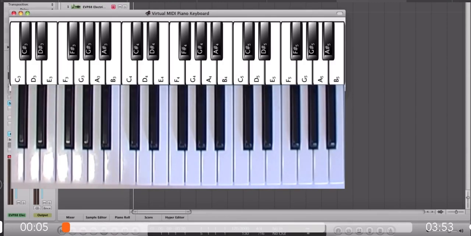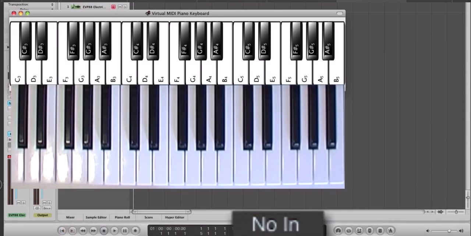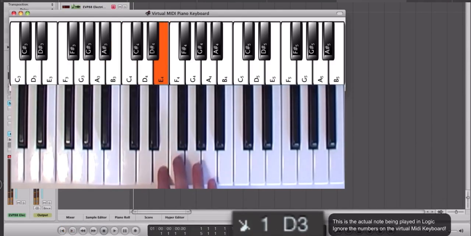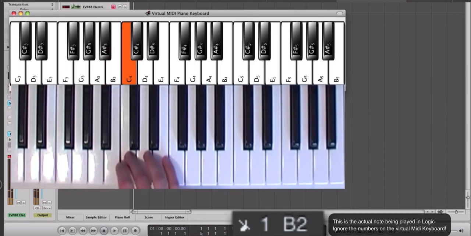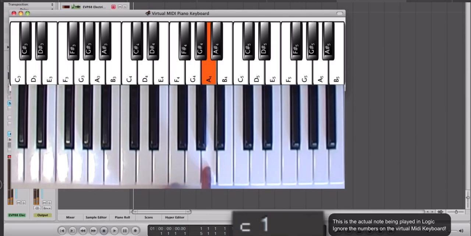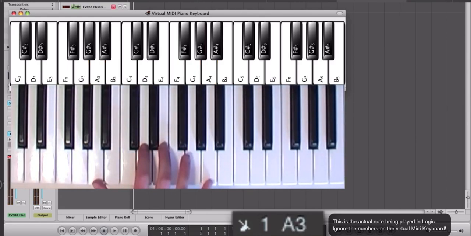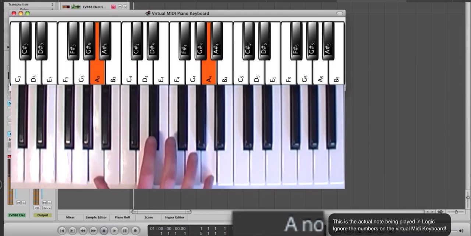You can see I've got my virtual MIDI piano keyboard up here. It's very handy because when you play a key, it lights up, so you can see which note you're actually playing. You can see on the keys, it's written letters of the alphabet, starting with A, B, C, D, E, F, G, A. And when it gets around to the A again, it repeats the cycle, and this is what we call an octave.